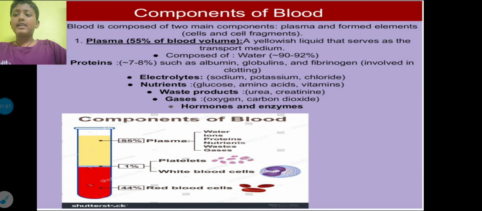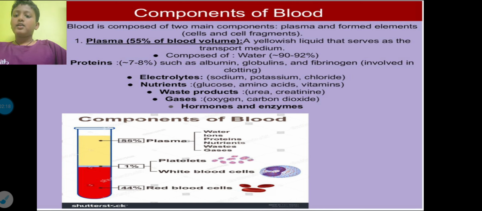These proteins are albumin, globulin and fibrinogen. This fibrinogen is involved in clotting. And this plasma also contains electrolytes, nutrients, waste products, gases, hormones and enzymes. Here you can see the components of blood.